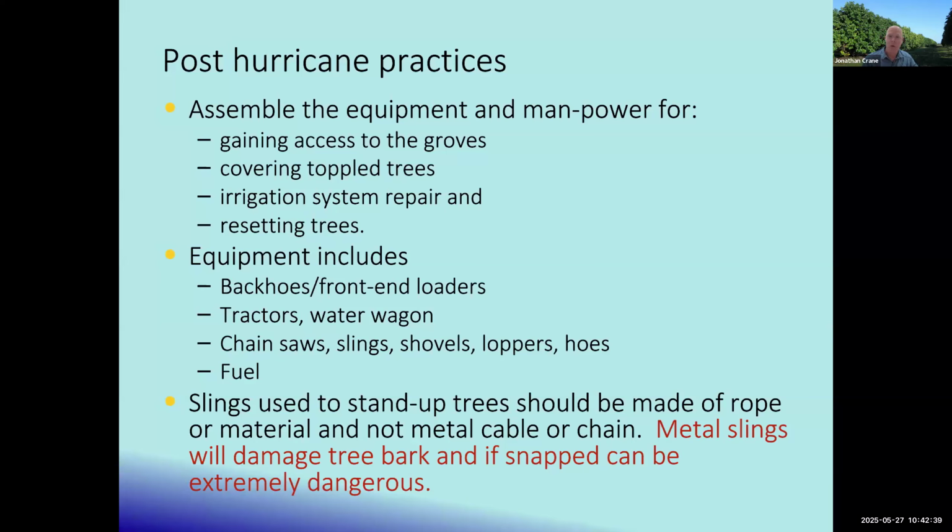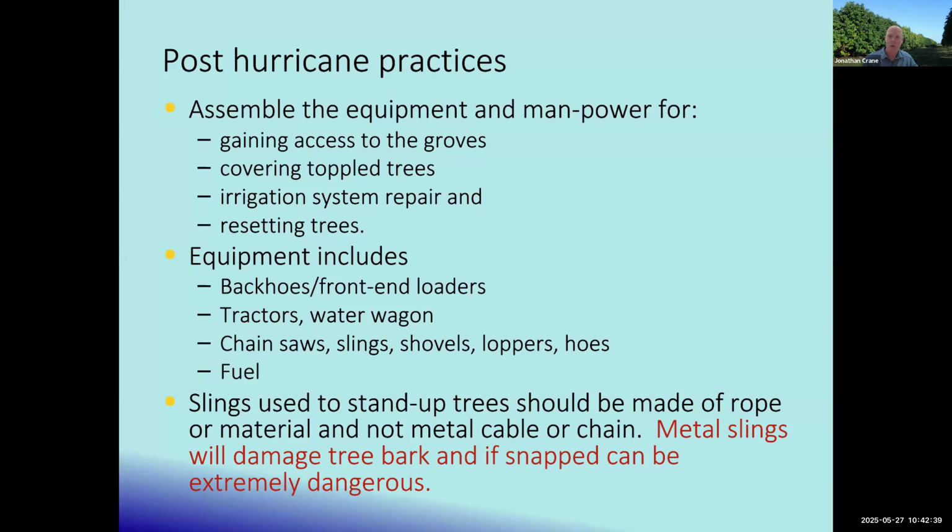Why? Two things. One is the metal cables or the chains will damage the tree's bark. So now you're causing more damage. Also, more importantly, if they snap, they become extremely dangerous to anybody around. They could get hit with that broken cable or the chain as it breaks. You could end up injuring or killing somebody. So you don't want to use metal slings.